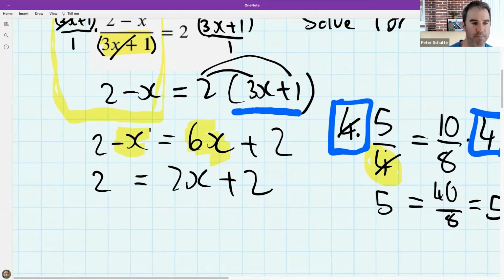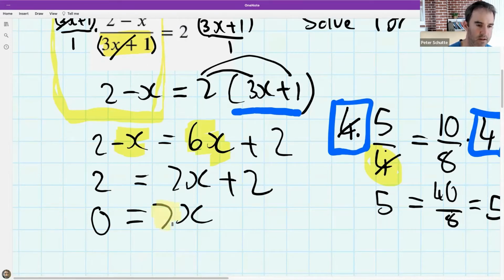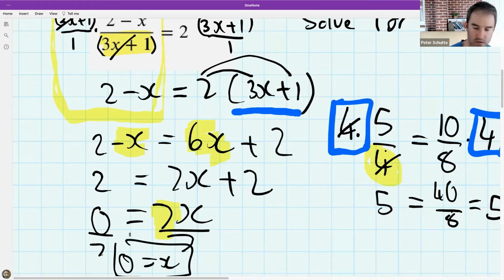And ask yourself what happened. Minus x plus x is nothing. 6x plus x is 7x. And now I'm going to take away 2 from both sides. And I get that. And so now the only thing making life difficult is this, and 0 divided by 7 is 0. So the answer for this question is 0.